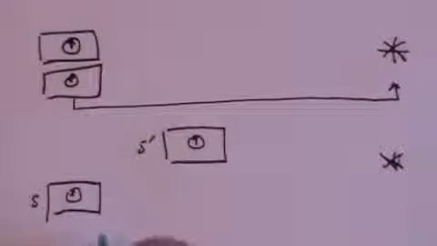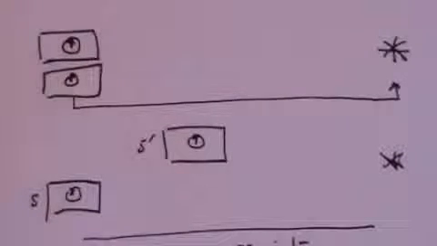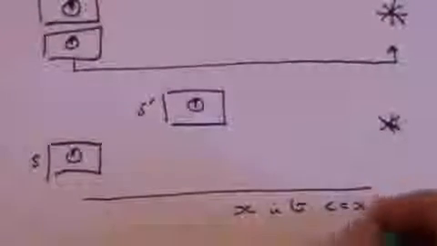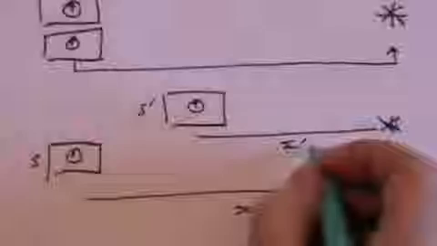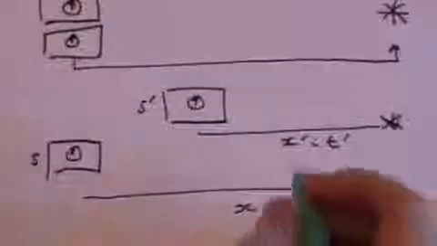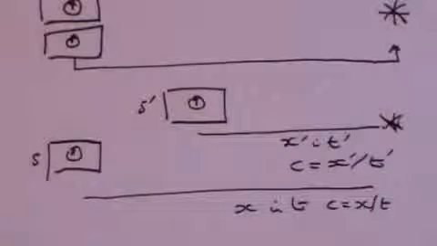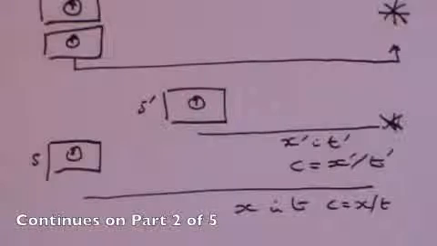So S will say, well, the light travelled a distance x in time t, measured on my clock, and therefore c is x divided by t. S prime is entitled to say, the light travelled a distance x prime in a time t prime, and therefore the speed of light is x prime divided by t prime. But we know from Michelson and Morley that c is constant, no matter who is measuring it. Since x and x prime are different, that suggests that t and t prime cannot be the same.